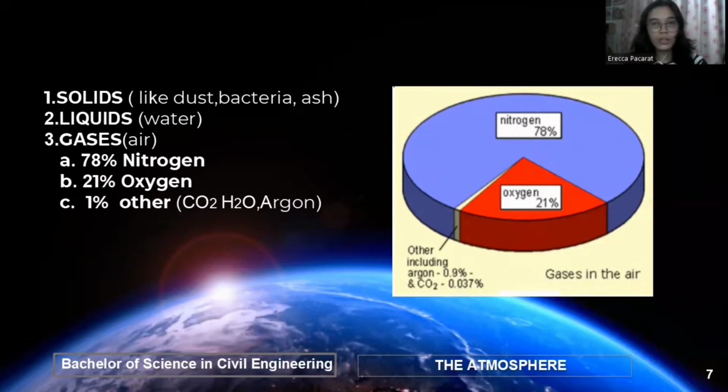First is the solids, like dust, ash from volcanic eruptions, and bacteria through aerosolization from various surfaces exposed to air currents. Second is liquids, which we get through water. And third, the modern composition of the atmosphere includes gases from the air like nitrogen, oxygen, and other gases that we get through air.